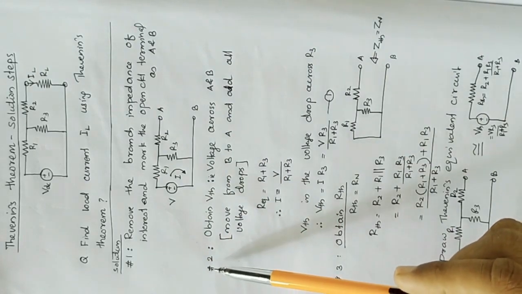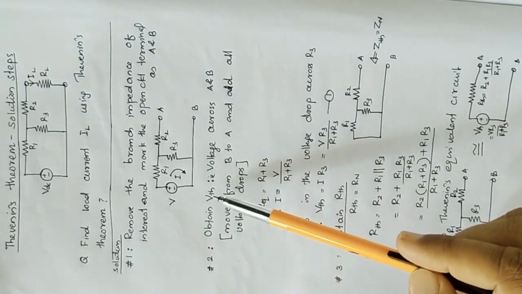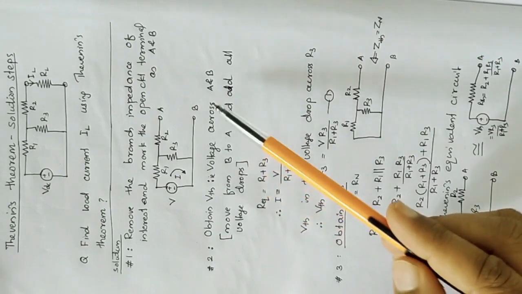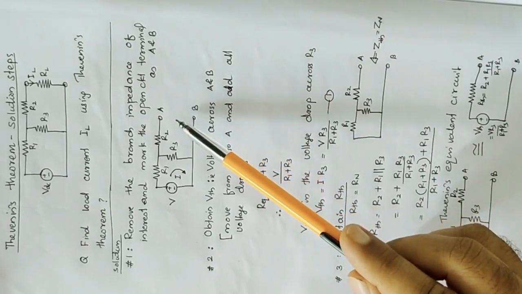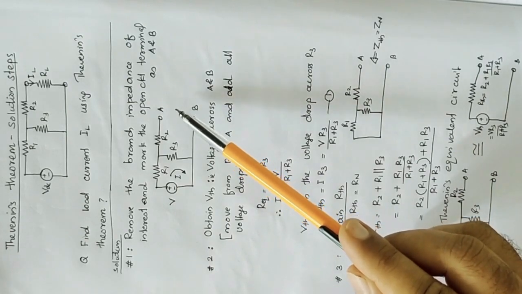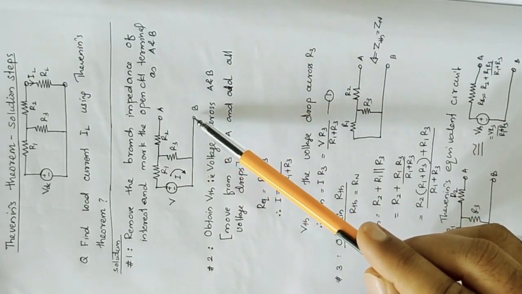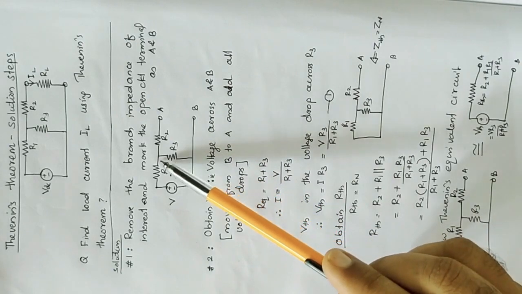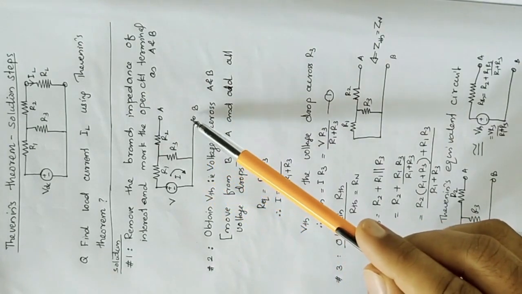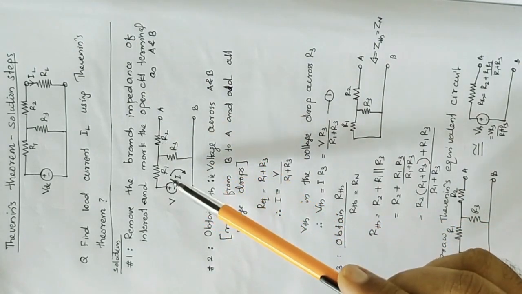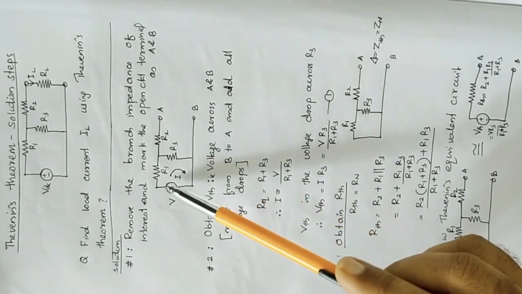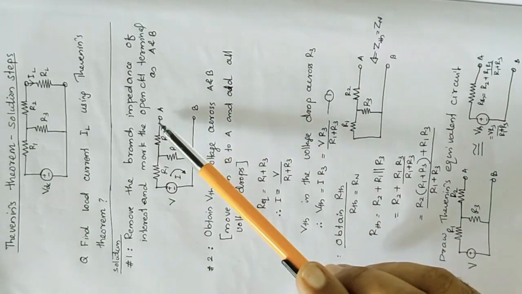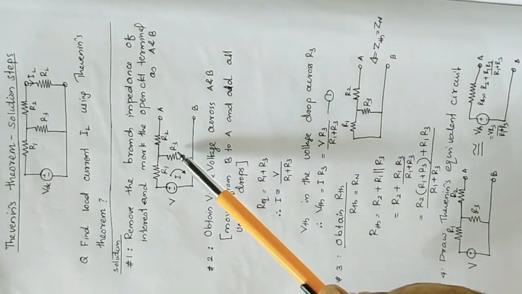The second step is to obtain Thevenin's equivalent voltage. That is the voltage across the open circuit terminals, VAB. In order to find Thevenin's equivalent voltage, we need to move from B to A, either in this direction or in this direction, and add all the voltage drops. In this case, it is very simple. VAB is nothing but the voltage drop across R3.